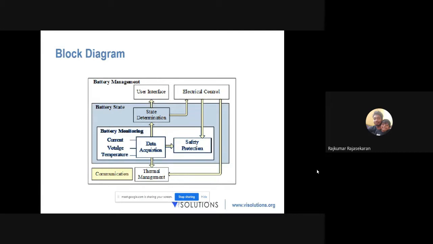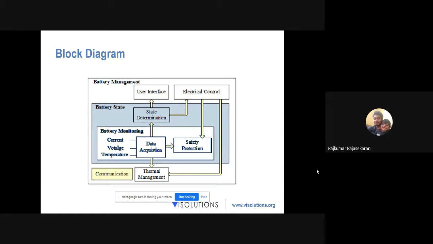So what is the basic block diagram of a battery management system? What does it contain? These are the important aspects to understand. At a low level, a battery management system is going to contain a data acquisition system, a hardware or embedded unit capable of measuring parameters like voltage, current, and temperature.